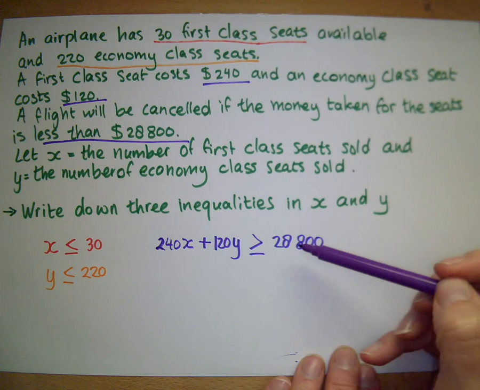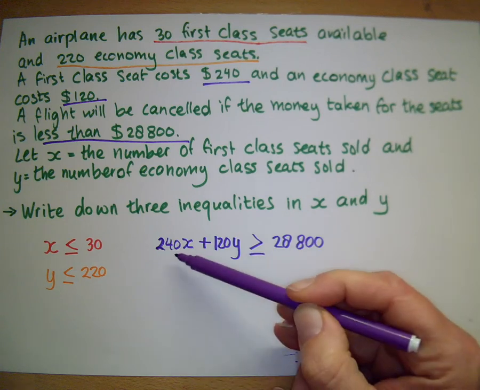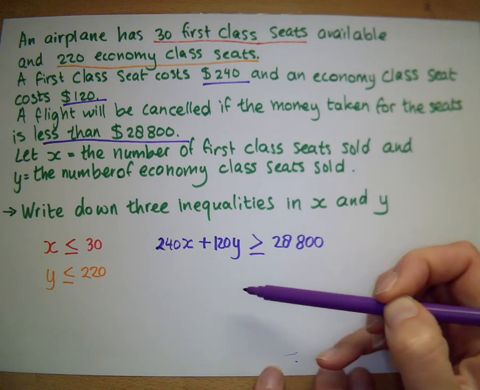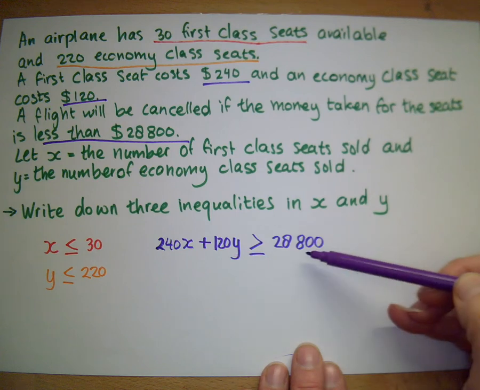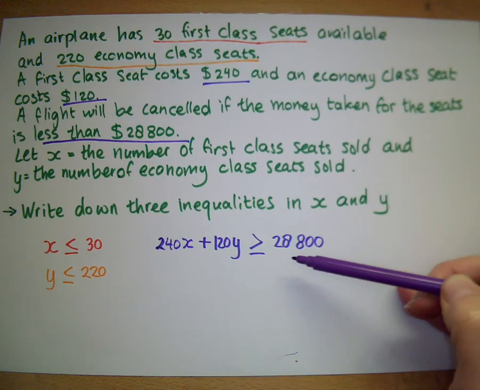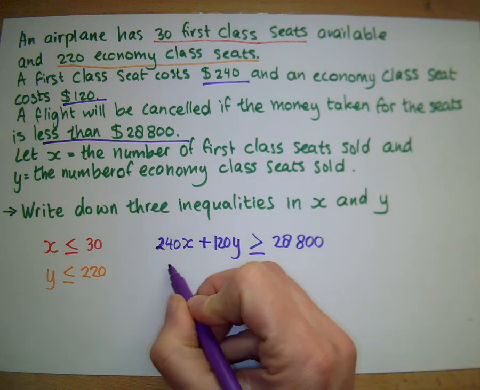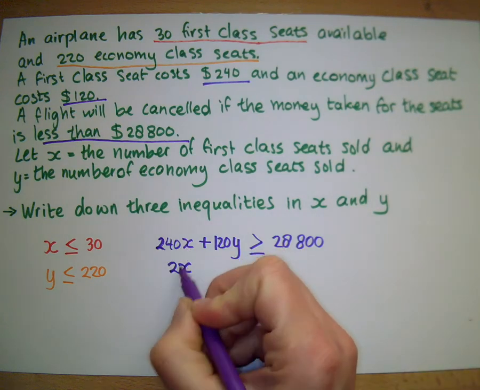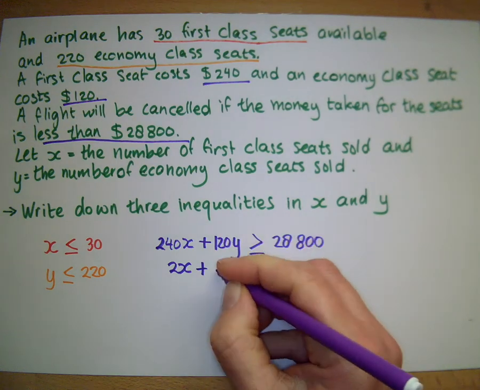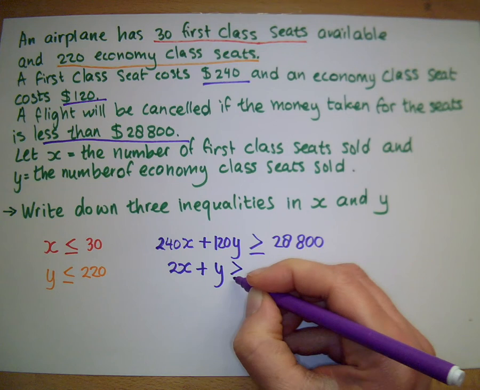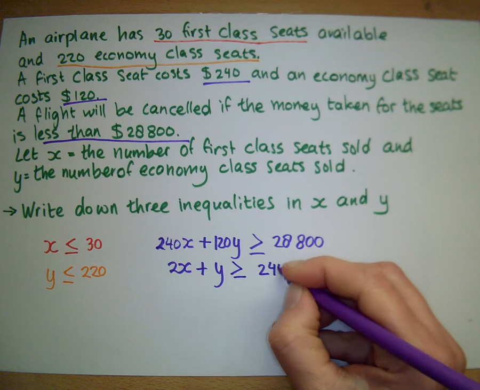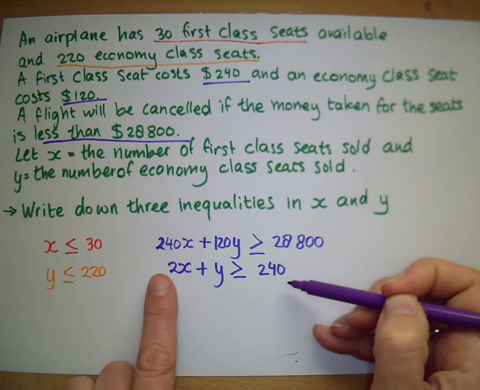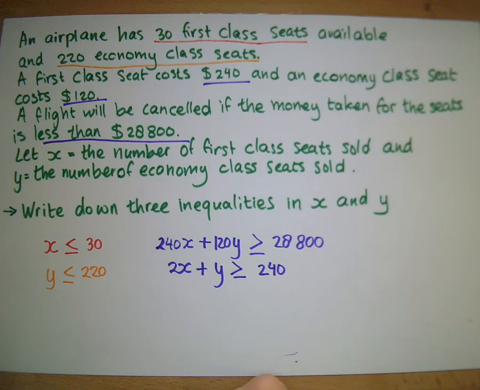We can simplify this, right? We can, what do you call that? Factorize 120. This is divisible by 120. That's divisible by 120. And that is also divisible by 120, which would give us 2 times x. This divided by 120 is 2x. This divided by 120 is just y, greater than or equal to. This divided by 120 is 240. So let's use this bottom one just because it's simpler to graph and do calculations with. All right, we have our 3 inequalities.